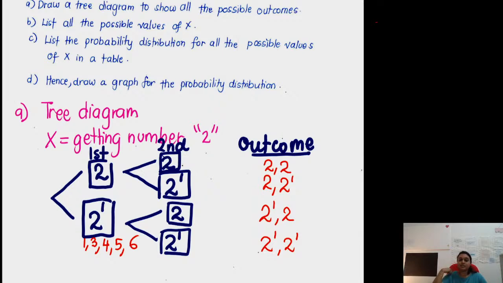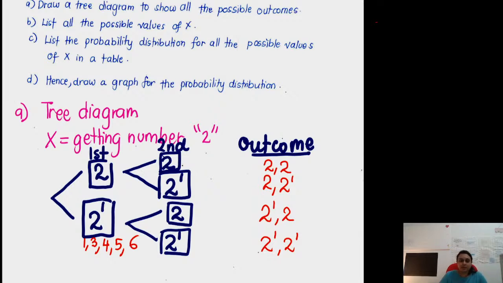Maybe some students can ask teacher, why not you put 1 2 3 4 5 6, why did you put 2 and 2 prime like that? Because for a tree diagram usually we try to do the minimum branches, like 2 branches only. Unless you cannot, you have to do 6 values for the dice, then you open 6 branches. But here we can make it simplified, so we simplify and we do 2 like that.